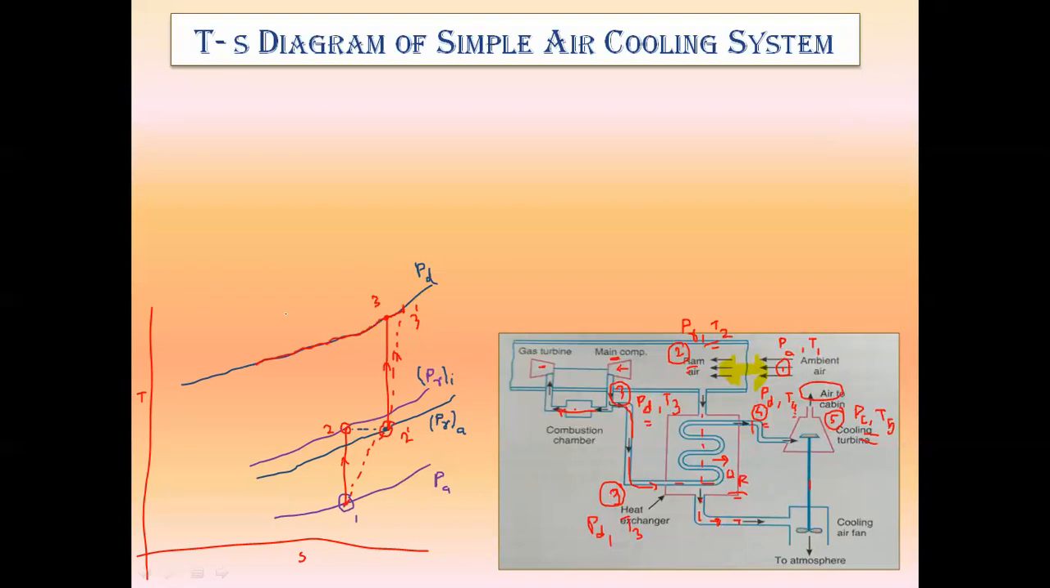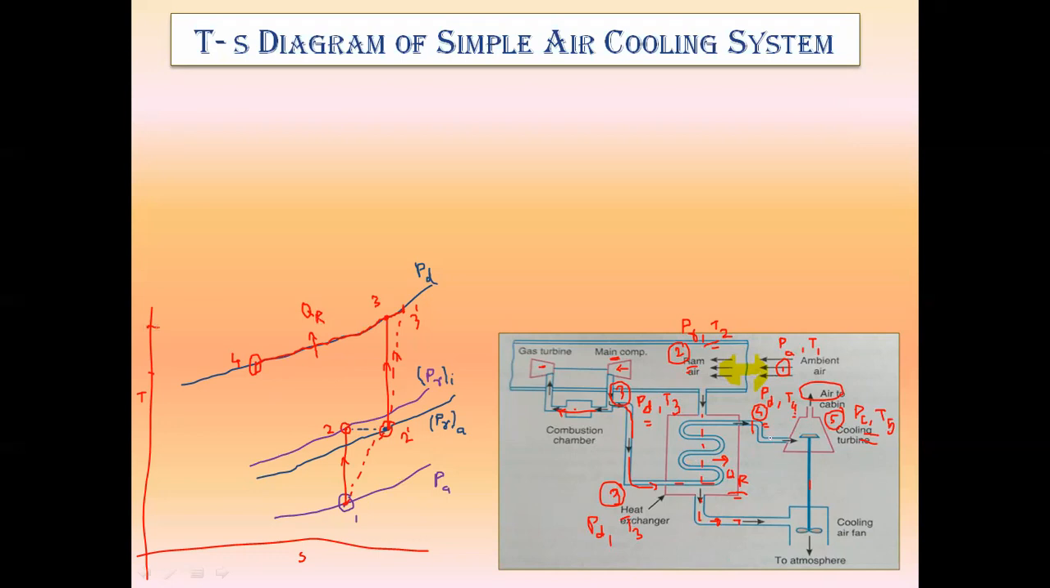the temperature at point number 4 will have a lower value. So point number 4 will have the lower temperature as compared to point number 3. So here 3 dash to 4 will represent the constant pressure heat rejection process inside the heat exchanger.